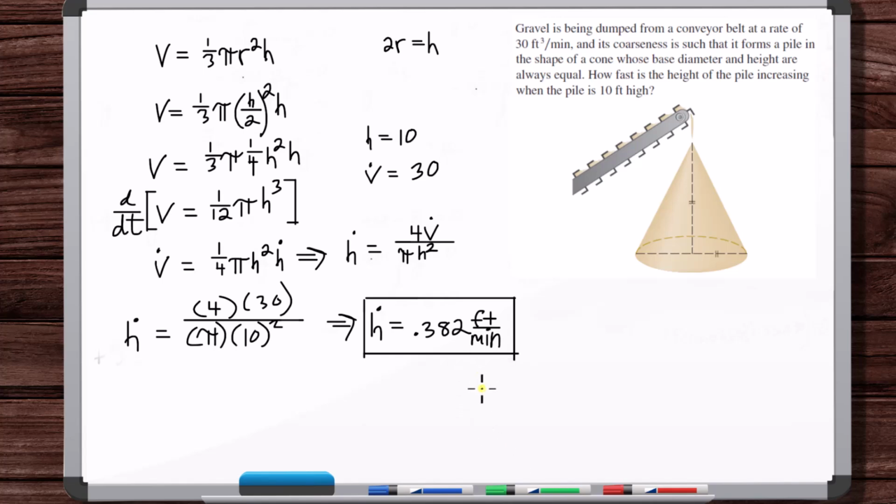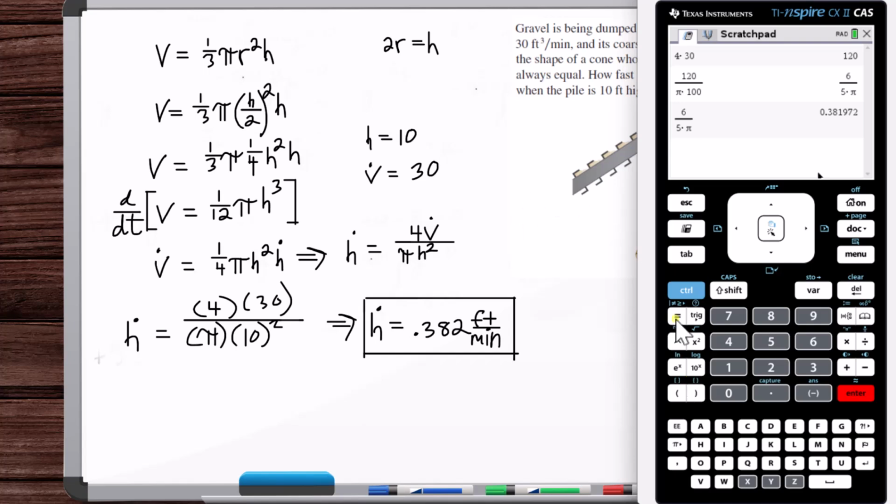But if I was presenting this to somebody, I think it would be better to tell them that if we take 0.382 times 60 minutes in an hour, we'd say 23 feet per hour. To me, that's more intuitive. It's hard to conceptualize 0.382 feet per minute in your brain, or visualize that, right? But 23 feet per hour, you might want to present it that way. That's equivalent to 0.382 feet per minute.